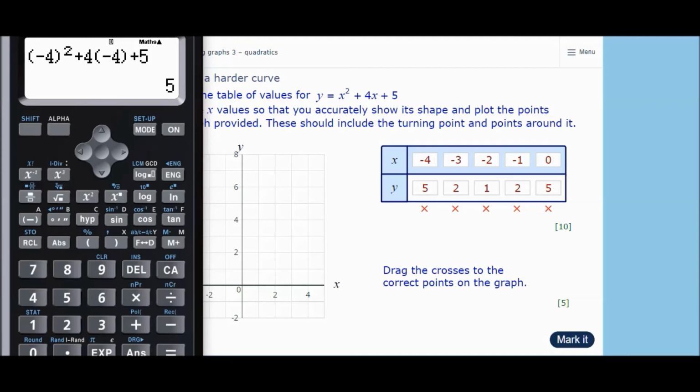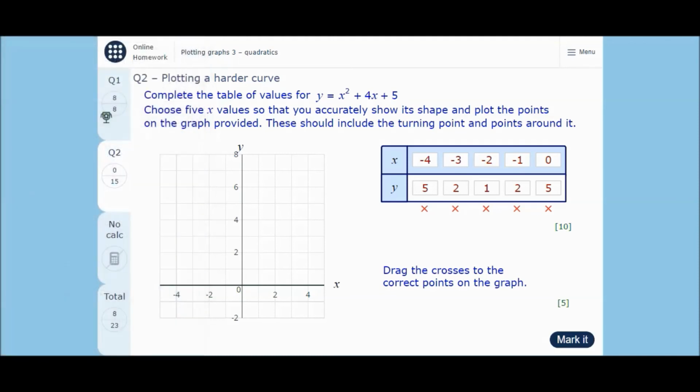Now you can see we could be moving this left and right as far as the 0 is concerned, my starting point, but all of these values I can now plot between the axes of -2 and 8 on the y-axis. So I'm just going to get rid of the calculator now and plot these points. -4 up to 5, -3 up to 2, -2 up to 1, -1 up to 2, and 0 up to 5.